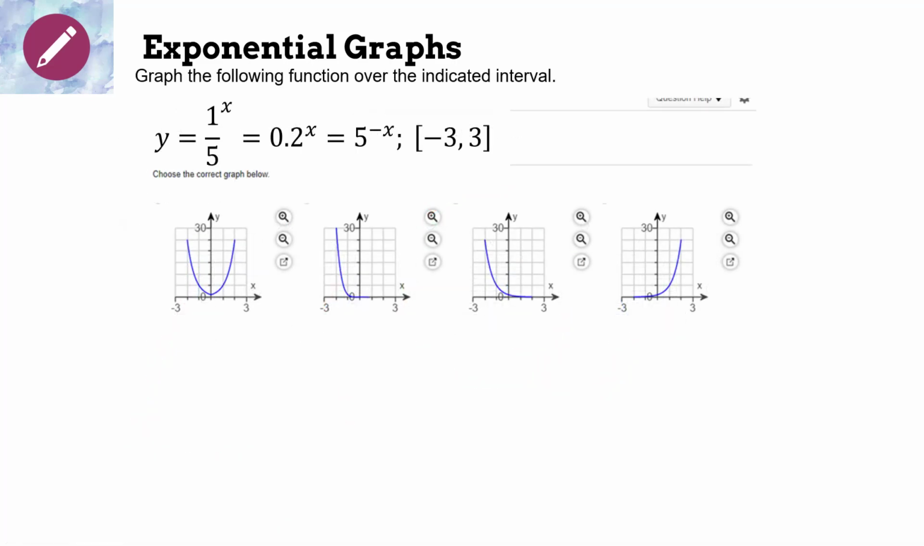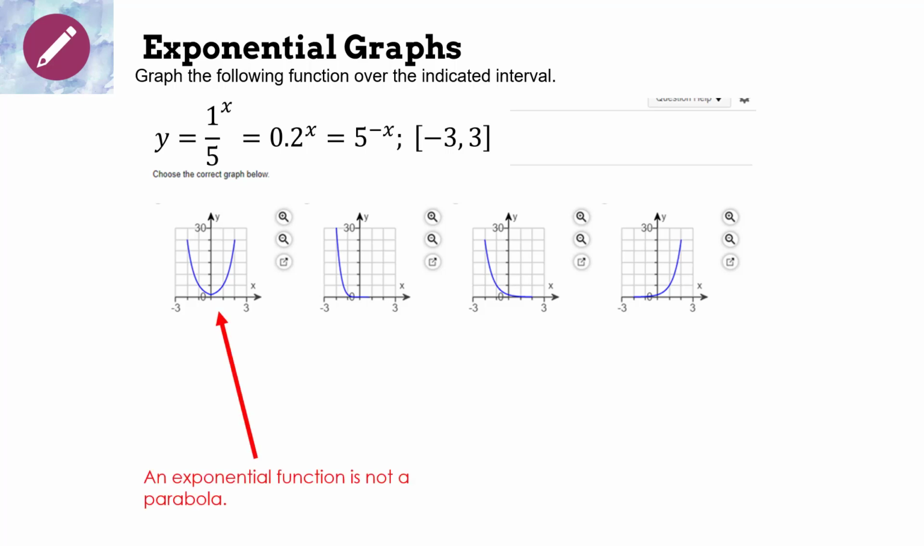Graph the following function over the indicated interval. For this one, we have y equals 1/5 to the x, which is the same thing as 0.2 to the x, which is the same thing as 5 to the negative x. Once again, we're graphing on the interval between -3 and 3.